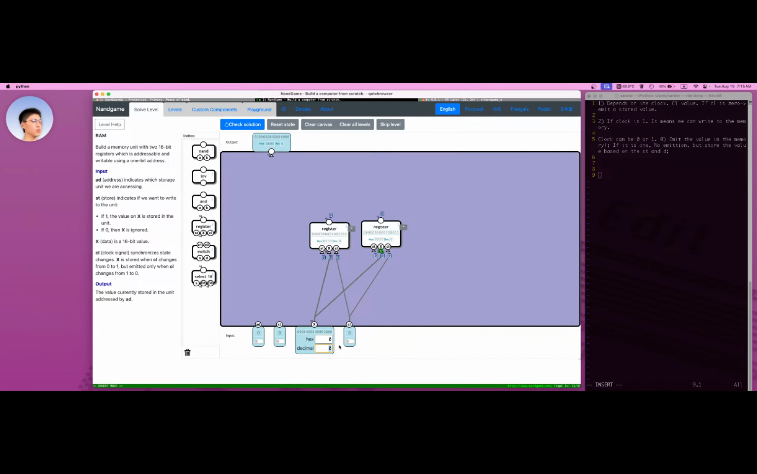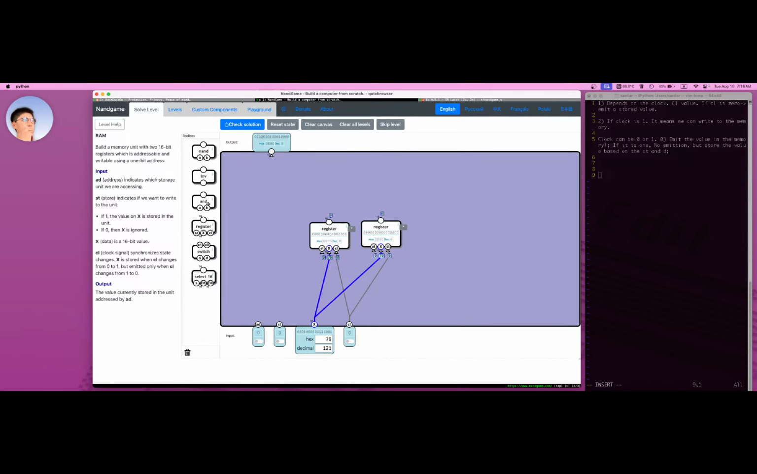Okay, I have a value, let's say this value, right? And I store it to register. And this value is registered here and here. And it turns out we have an address. Address is used to be able to write or overwrite, right? AD indicates which storage unit we are accessing.